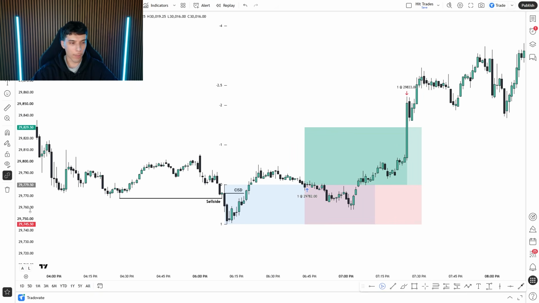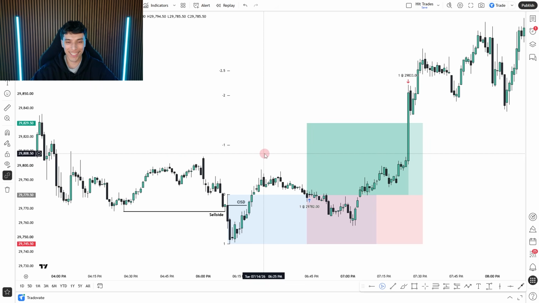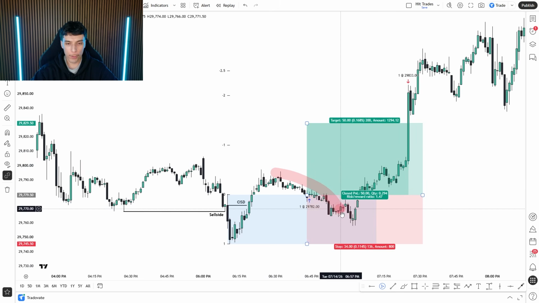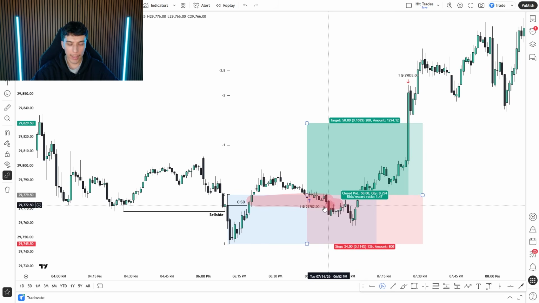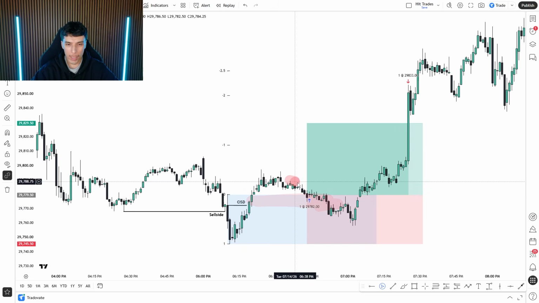And check this out. Beautiful delivery. Look at how nice this delivery was. Price retraced into the order block, into the imbalances. So we can take a look at the 3-minute, 5-minute, and we'll see that the fair value gaps lined up with the order block. We had a little bit of drawdown.